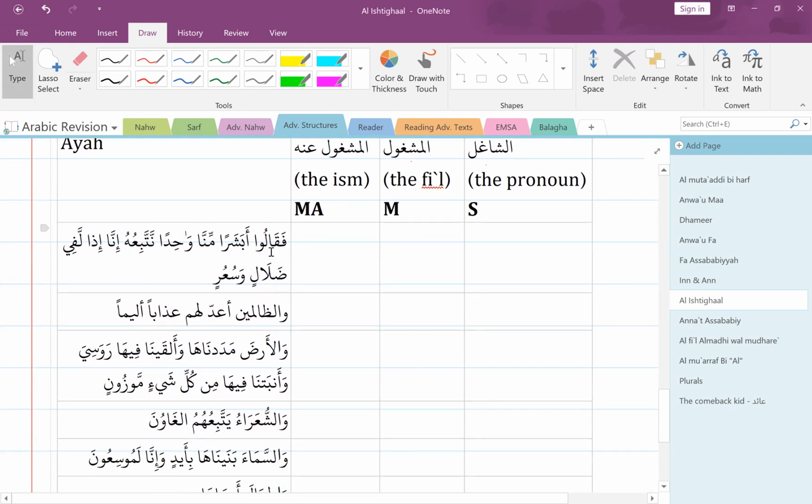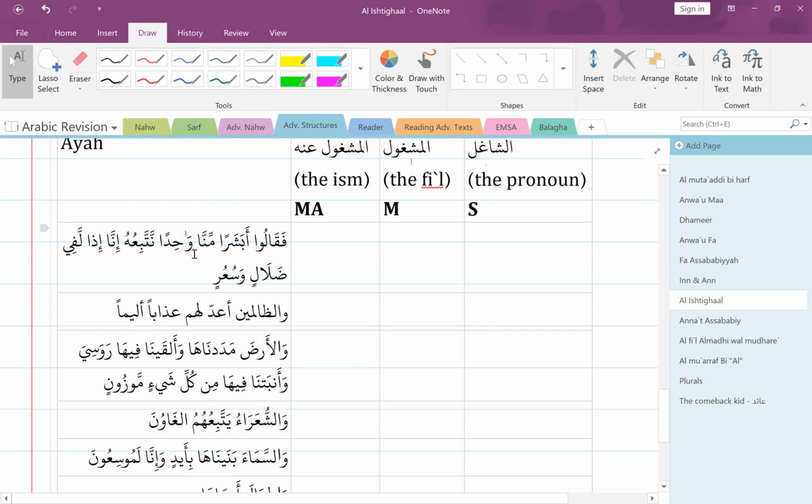We're looking for an ism in nasab form, followed by a fail with an attached pronoun, correct? Yes. So Basharan is an ism in nasab form, but it's followed by minna, which is jar majroor. So then there's no fail, so I'm going to move on.